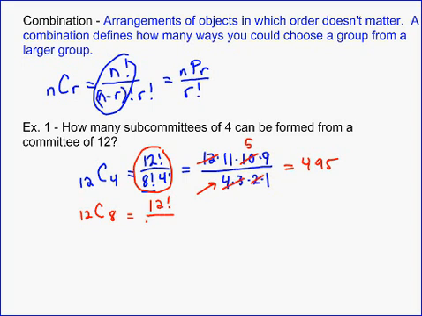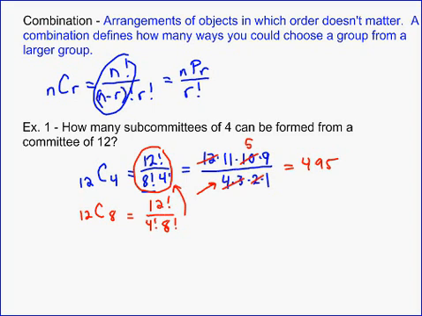12 minus 8 factorial is 4 factorial over 8 factorial. And if you notice, these two are the exact same thing. So it always turns out that when you've got these complements, 4 and 8 adding up to 12, their combinations are the same.